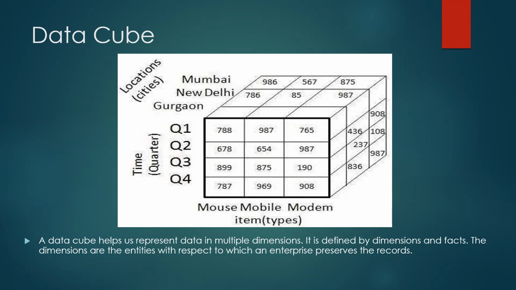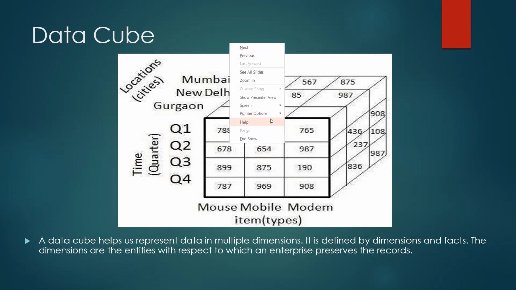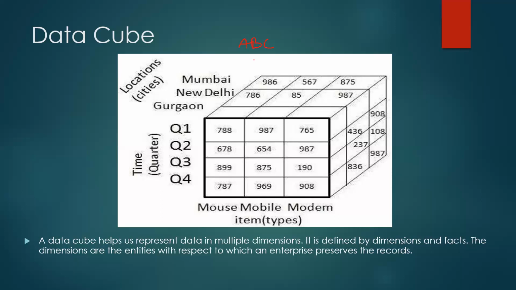Okay, so on this slide I have one example which is illustrated for you. So let's say there is a company called ABC. So this data is for the company. Let me start my pointer. It's called ABC. Okay. So suppose ABC company wants to keep track of sales record with the help of a sales data warehouse with respect to time, with respect to locations, and with respect to item types, right? And each of these item types: mouse, mobile, and modem.